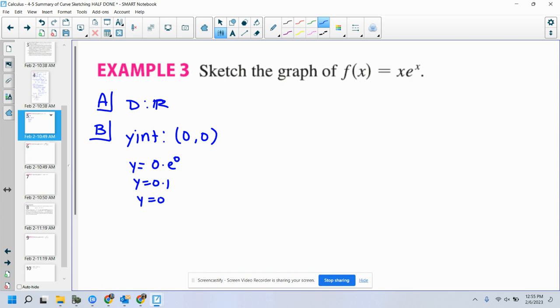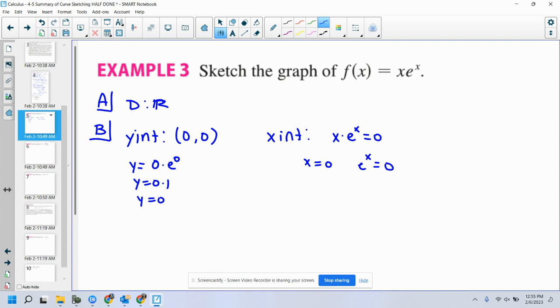Let's see if there are any other x-intercepts. Because we see an x-intercept with our y-intercept, but let's see if there's any other x-intercepts. So that's basically like saying x times e to the x equals 0. Set it equal to 0. Well, that's a product, so I can say x equals 0 and e to the x equals 0. x equals 0 makes sense because that's my x-intercept as my y-intercept, 0, 0. That's where that ties in.